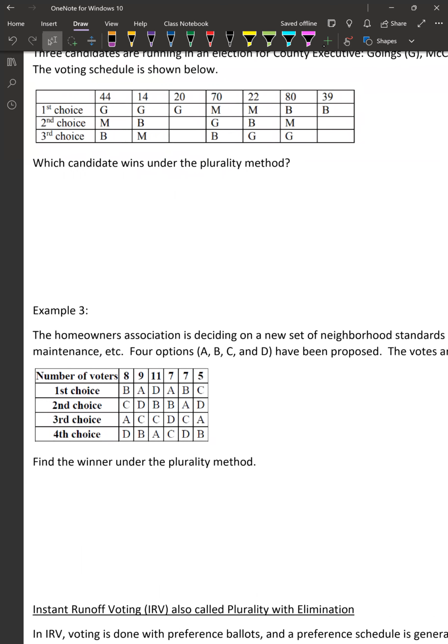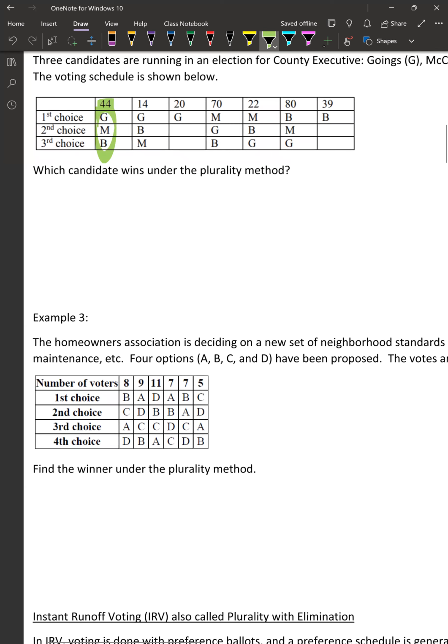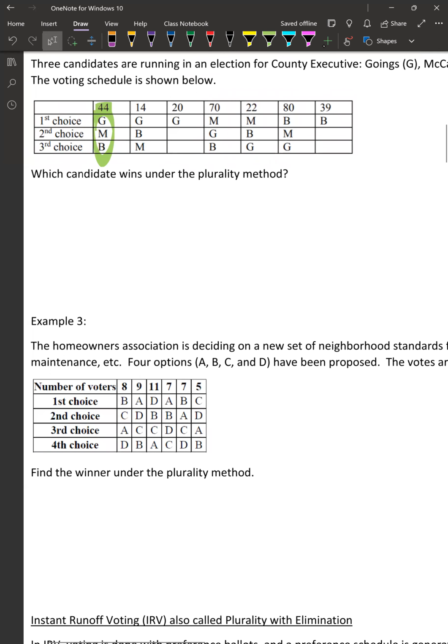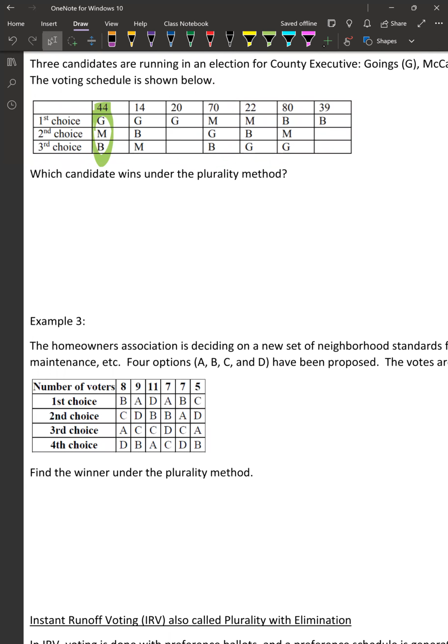We can see that, hold on, that's better. 44 people have this preference schedule, right? So that Goings was their first choice, McCarthy was the second choice and Bunny was their third choice. So 44 people voted in that preference schedule. And so on and so forth.